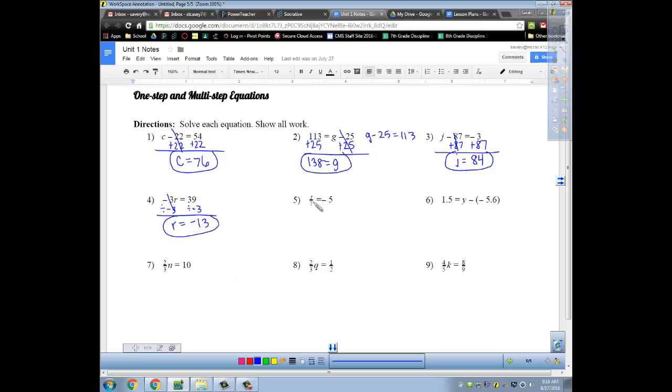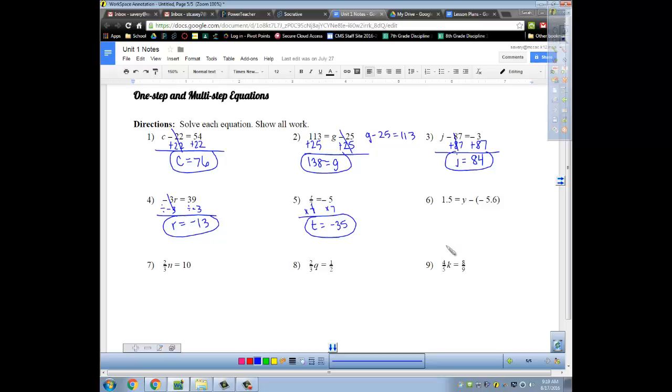Number 5, this says t divided by 7. So the opposite of division is to multiply. So you multiply both sides by 7 to get t equals negative 5 times 7 is negative 35. And remember, you can always check your answers by plugging it in. If I plug in negative 35 divided by 7, I do get negative 5.